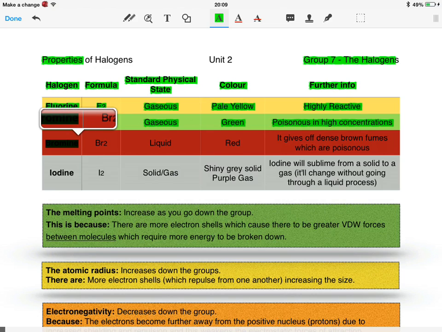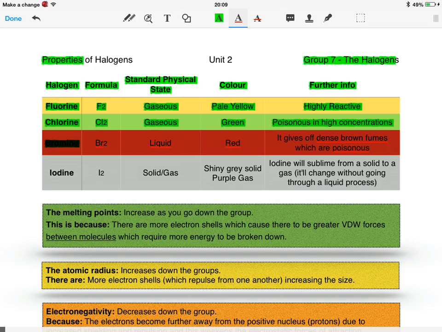Thirdly, we have bromine. This goes round as Br2, and its standard physical state is liquid. The colour of it is a red liquid, however this one gives off dense brown fumes, and these are poisonous.